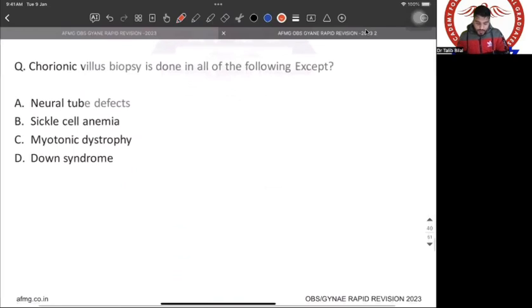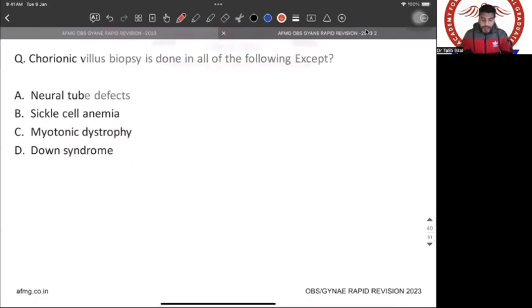Next question, my dear students. Chorionic villus biopsy is done in all of the following, except. Yes, guys, these are the chromosomal conditions or the first trimester conditions. We mainly use chorionic villus biopsy. Down syndrome, myotonic dystrophy of the CTG repeat, chromosome number 21, Down syndrome, guys. In such conditions, we use chorionic villus biopsy.